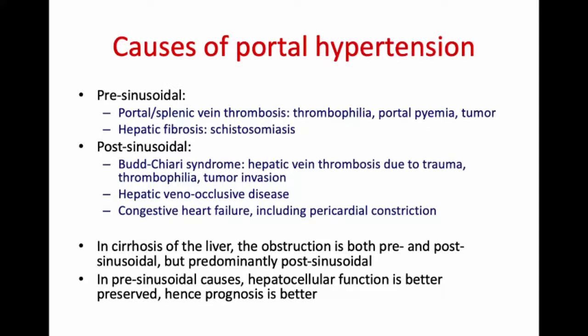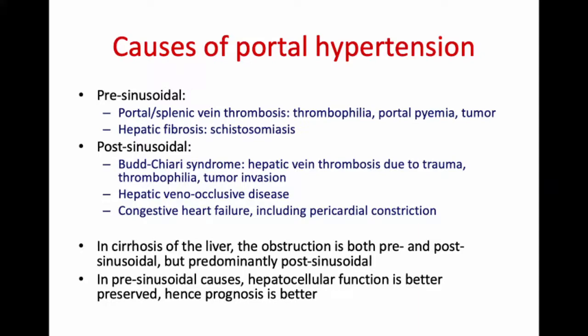Then post-sinusoidal causes include the Budd-Chiari syndrome, which is hepatic vein thrombosis, which can be due to trauma or thrombophilias or tumor invasion. Then there's a very special condition, which is very rare, called hepatic veno-occlusive disease, which is a very slow, progressive thrombosis and occlusion of the hepatic veins, the smaller veins.